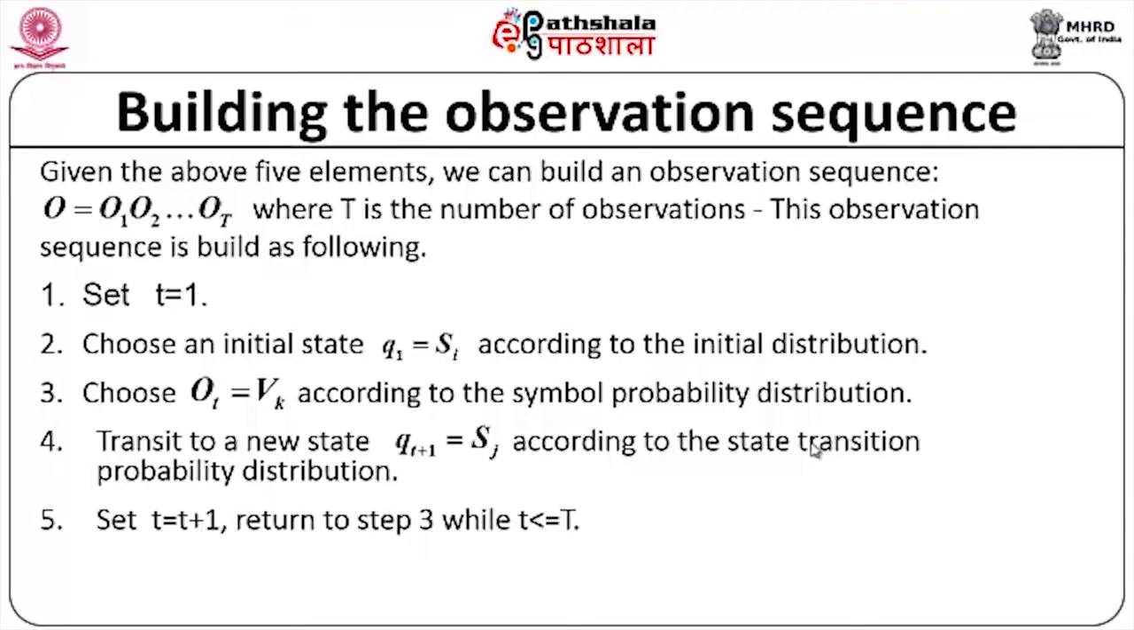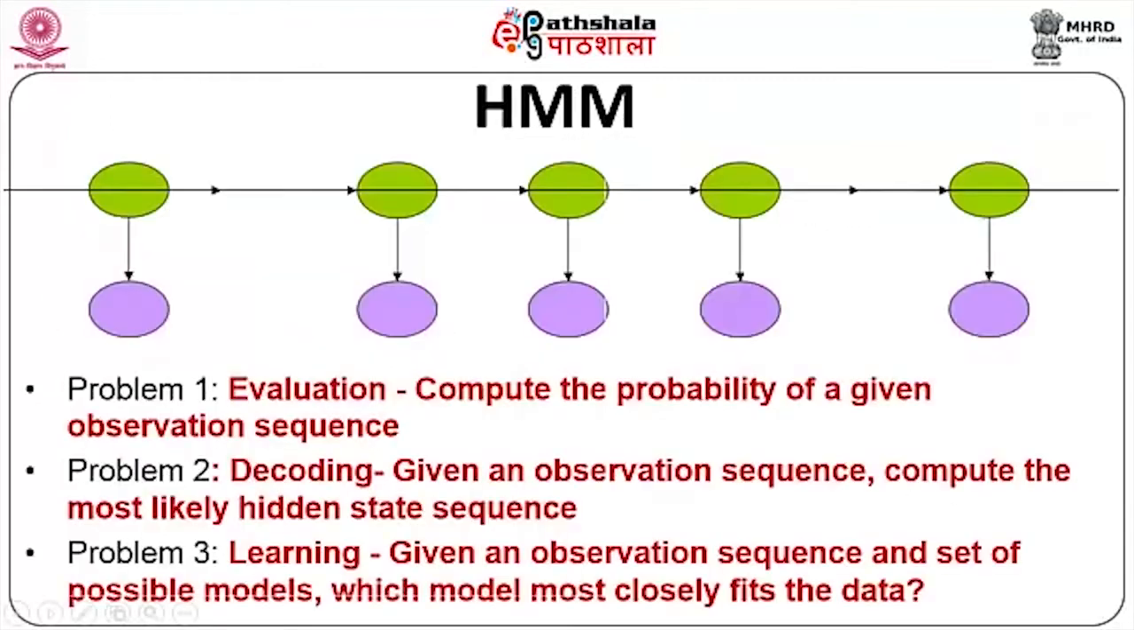Then you have to transit to a new state Sj according to the state transition probability, and then you set t is equal to t plus 1 and then go back and find out which is the next observation according to the symbol probability distribution, and then you keep going, which is the next state and so on, till t is less than or equal to capital T, which is the number of observations. So, this is basically building an observation sequence. So, here we assume we know everything, so we can build the sequence. We have discussed this a little bit with a small urn example in the previous module.